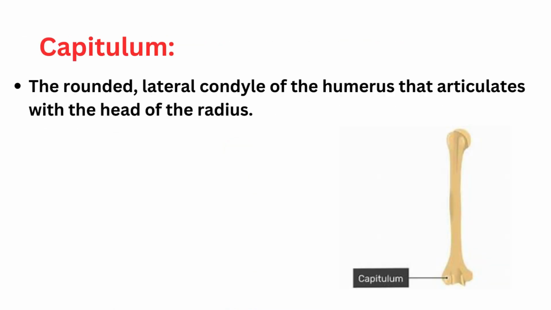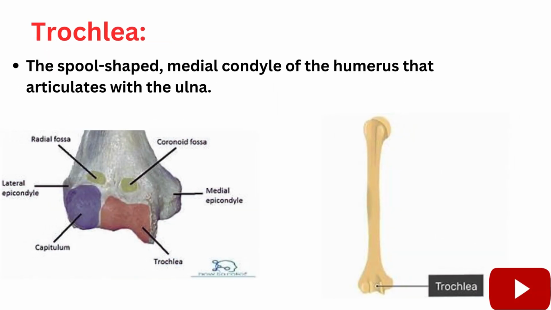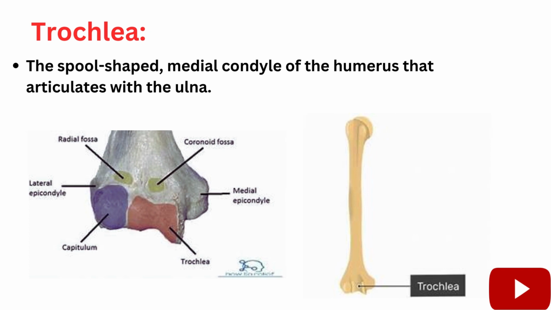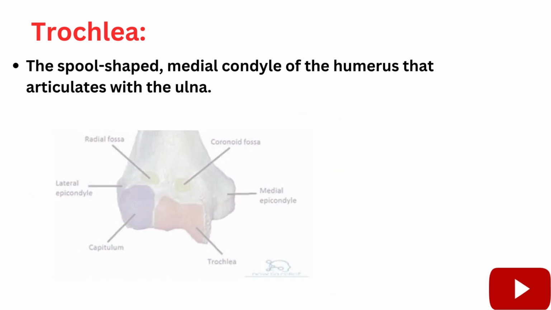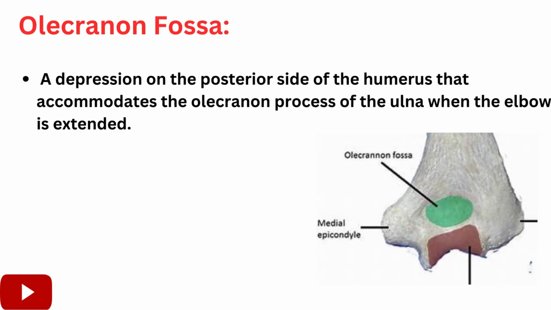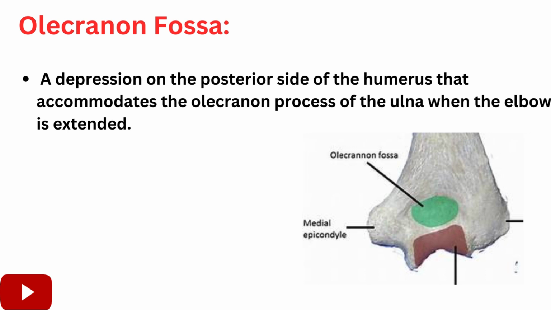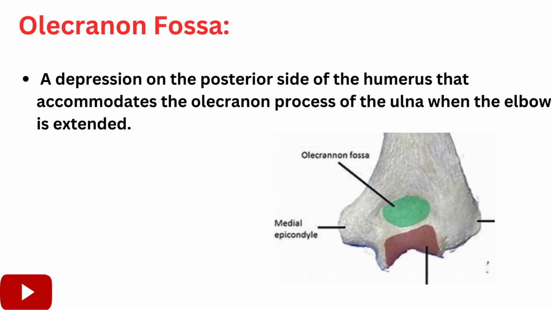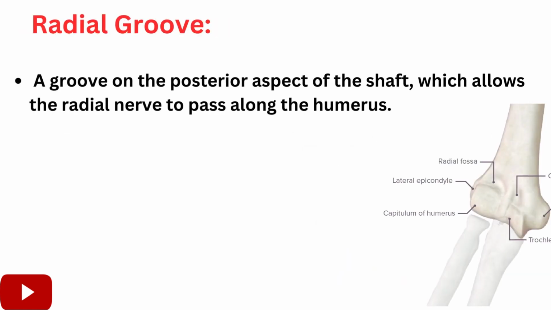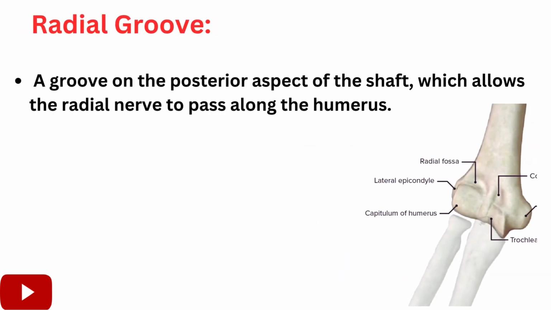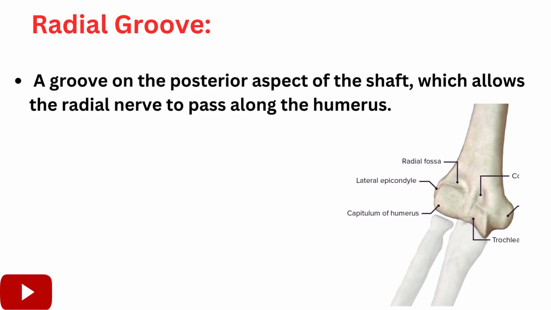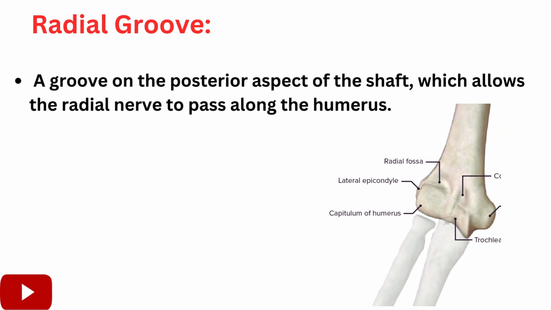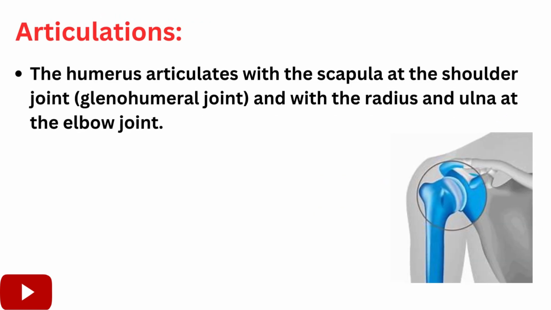Capitulum, the rounded, lateral condyle of the humerus that articulates with the head of the radius. Trochlea, the spool-shaped, medial condyle of the humerus that articulates with the ulna. Olecranon fossa, a depression on the posterior side of the humerus that accommodates the olecranon process of the ulna when the elbow is extended. Radial groove, a groove on the posterior aspect of the shaft, which allows the radial nerve to pass along the humerus.